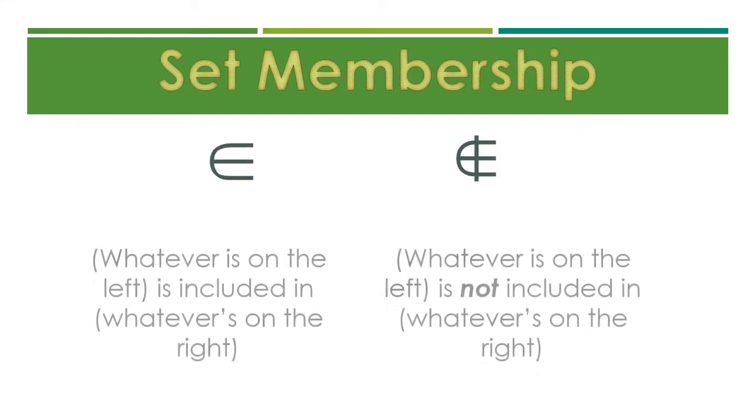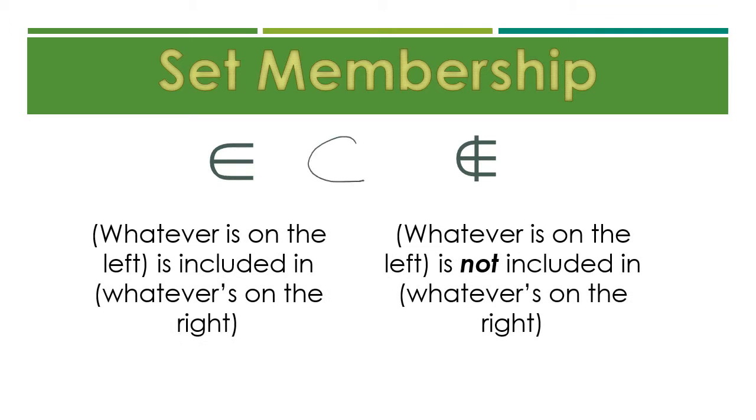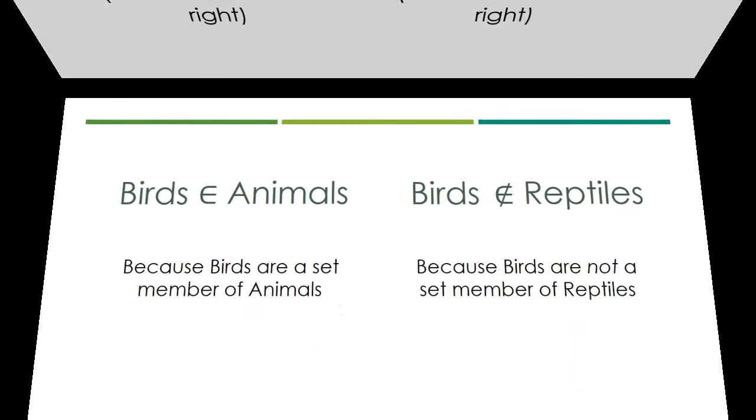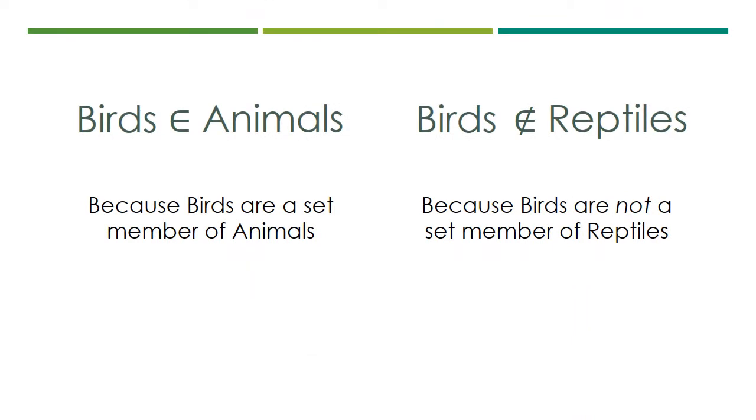The set membership symbol looks a lot like a C and an E had a child, but it means whatever is on the left is included with whatever is on the right. And when there's a slash through it, oh, well, you guessed it, whatever is on the left is not a member or is not included in whatever is on the right. So birds are a member of animals because birds are a set member of animals. Every bird is an animal. Meanwhile, birds are not included in the group of reptiles because birds are not a set member of reptiles.